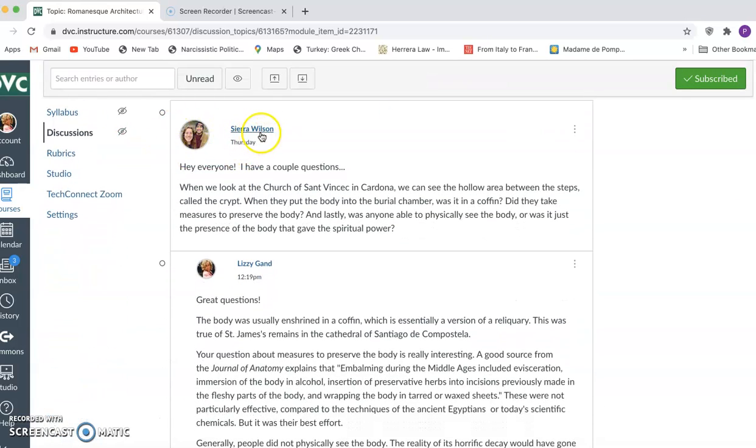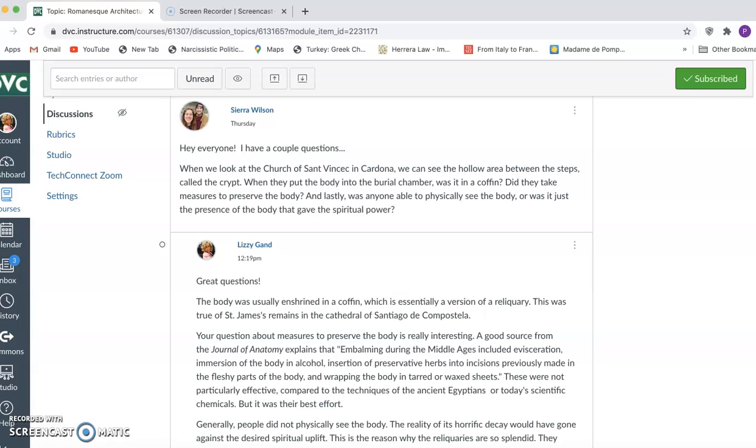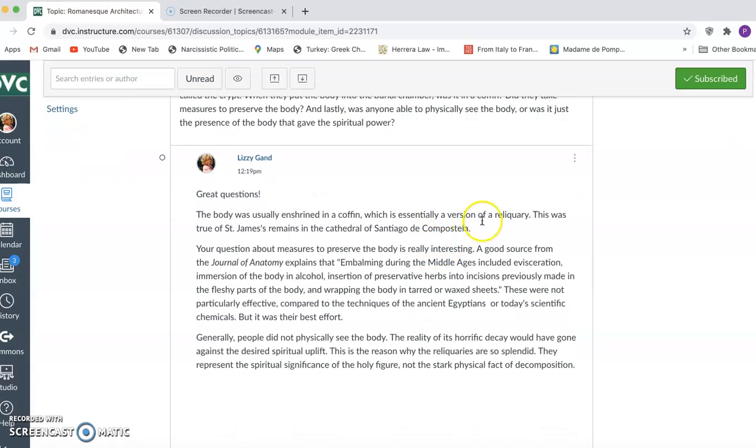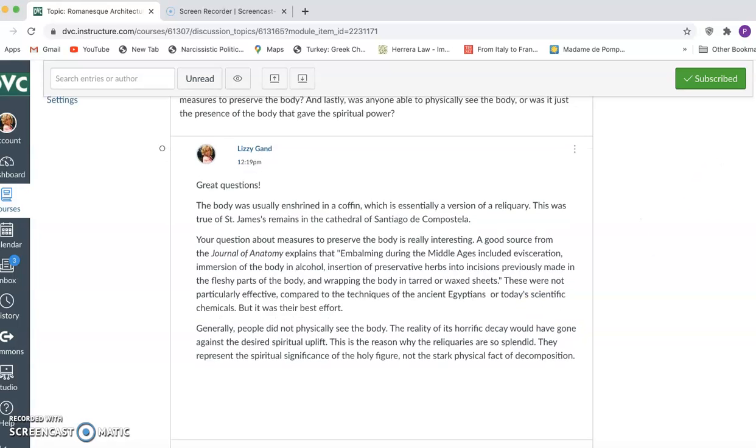So Sierra, for instance, was really thinking carefully about how these pilgrimage churches are essentially massive stone sacred containers for bodies and body parts, for relics and reliquary, and asking a little bit about the details of the experience, the social experience of visiting that body. So I have a little response there for that.